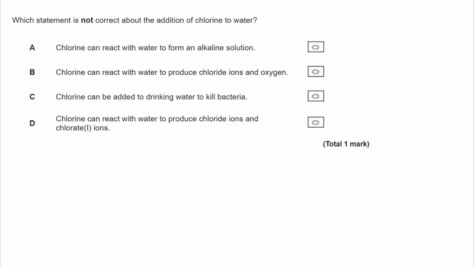And we're dealing here with which statement is not correct about the addition of chlorine to water. So always look out for that, because it can be very easy to go through, find the first correct one, having not read it properly, and miss that mark. Well, if we begin with Cl2 with H2O, this is the reaction that we would expect to see. It makes HCl and it makes HOCl. This is an example of disproportionation because the chlorine is being both oxidized and reduced in the same reaction.